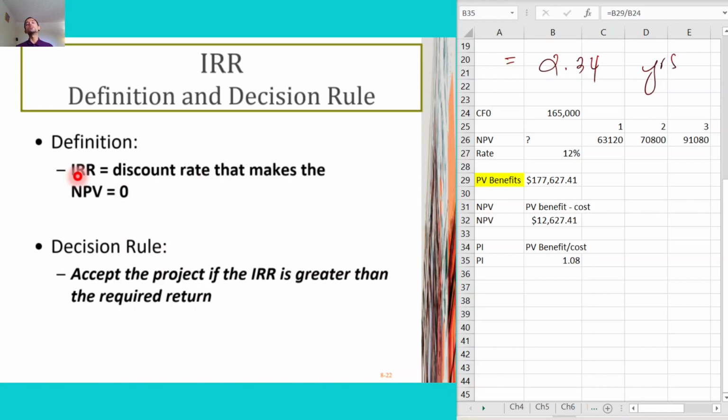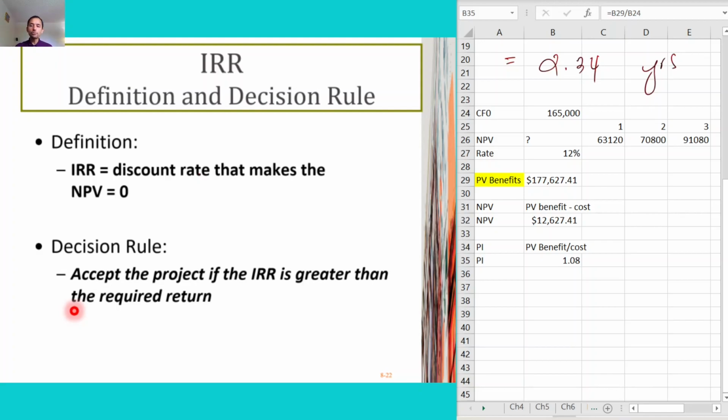Another intuitive way of defining internal rate of return: it is the internally generated rate of return by the project, the return that a project internally generates. So what is the return provided by a project? That's it, in simple terms. Decision rule: accept the project if the IRR is greater than the required rate of return. If what the project is generating is greater than what I require, then accept the project.